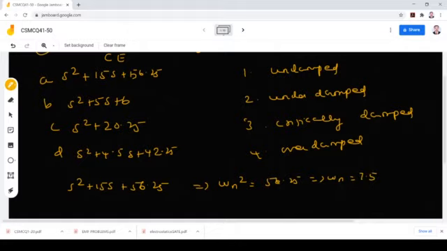So this is 2 zeta omega n. 2 zeta omega n is 15. Omega n you substitute, this will give zeta is equal to 1. Zeta is equal to 1 means critical damping. Fine. So first one is critical damping. So this is A. Right.